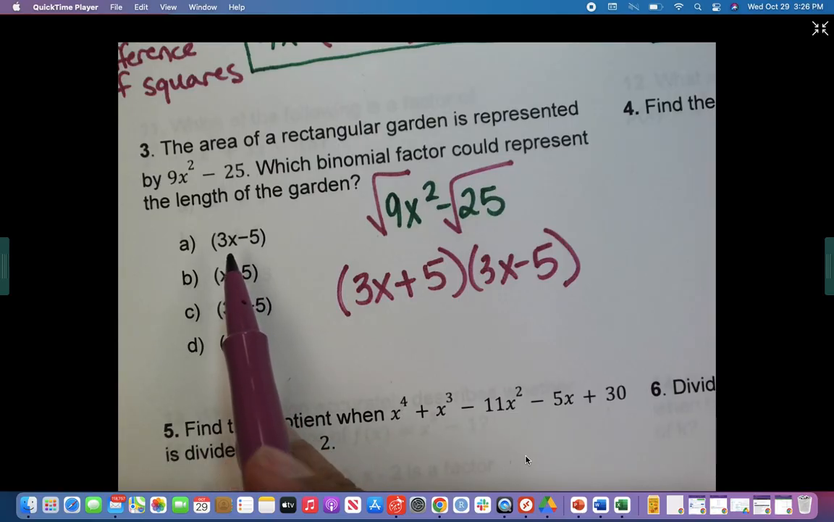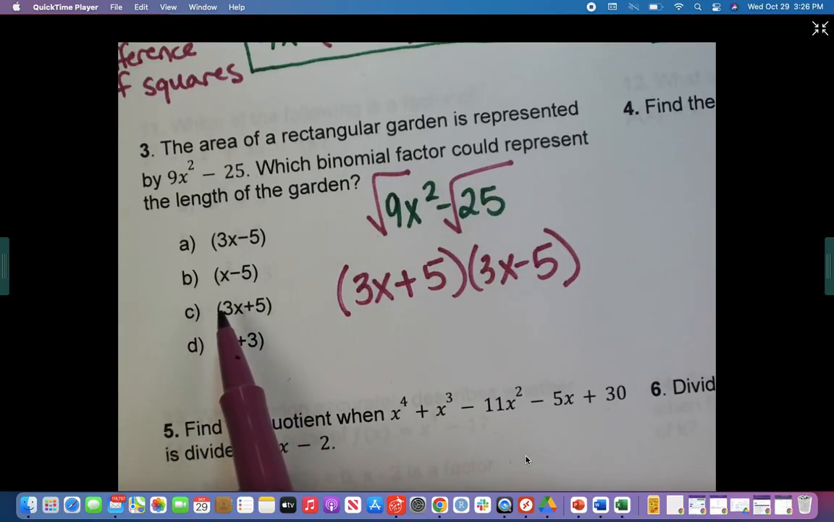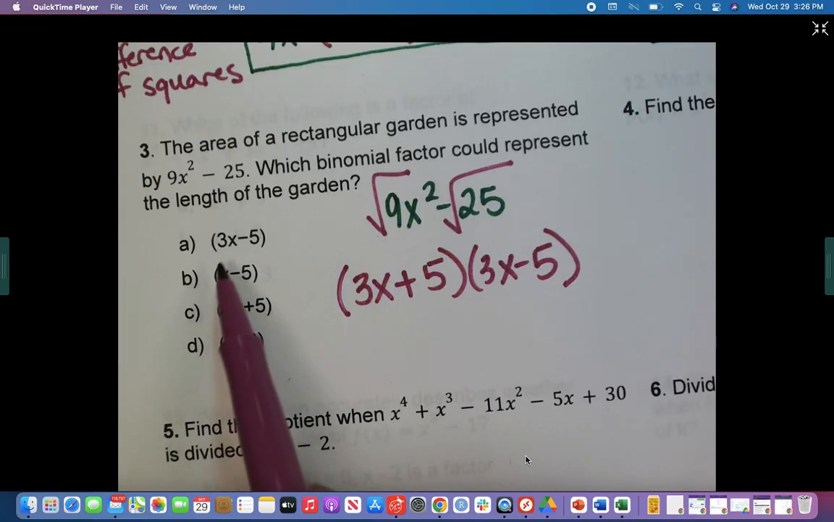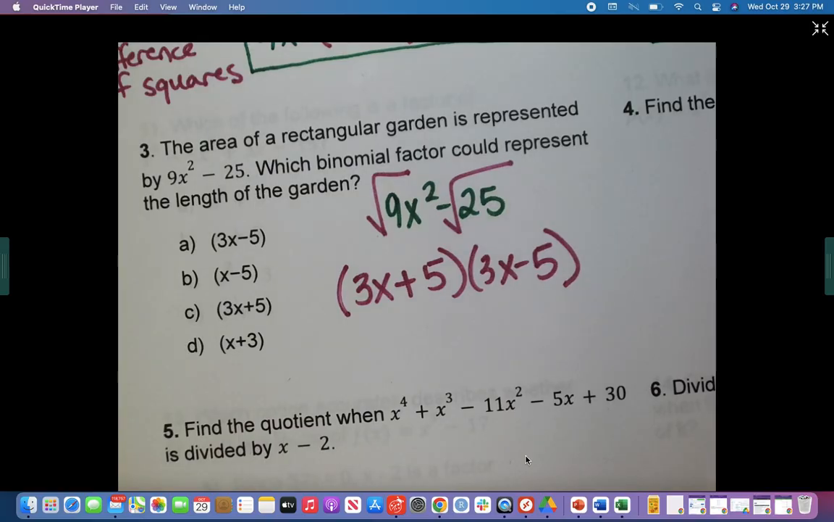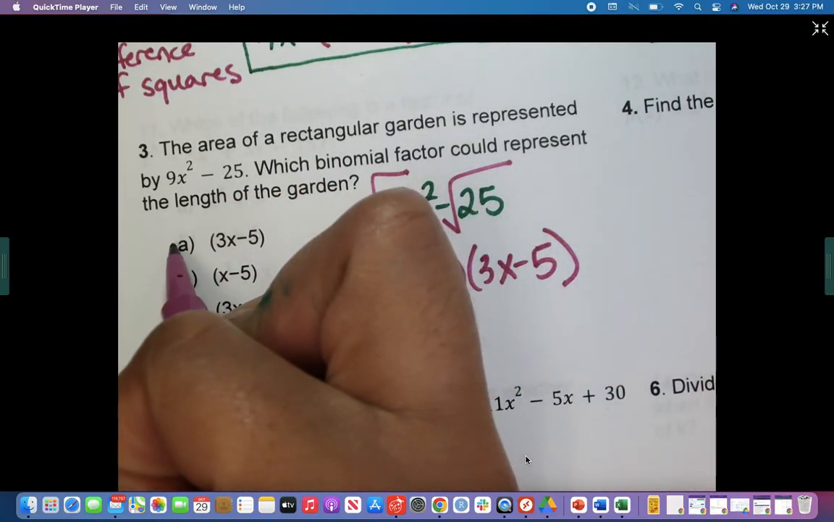So maybe it's just me, but I'm seeing 3x minus 5, and I'm also seeing 3x plus 5. So I'm seeing both. I'm not sure if this is a typo or a select all that applies, but both of these factors could represent the length of the garden or the width because they don't give us any other specifics. But I guess I'm going to go with 3x plus 5, but technically it could also be a.